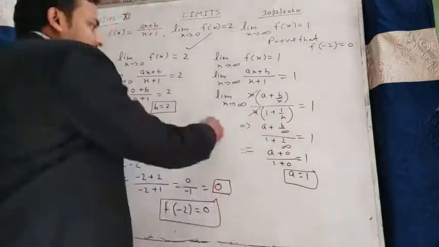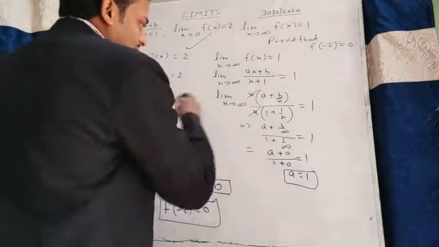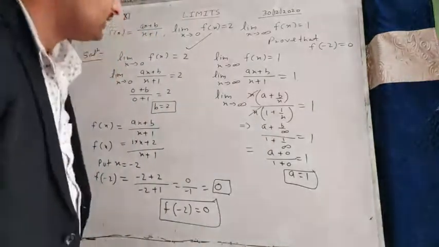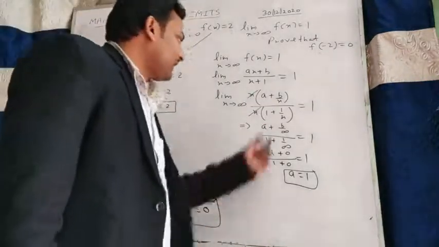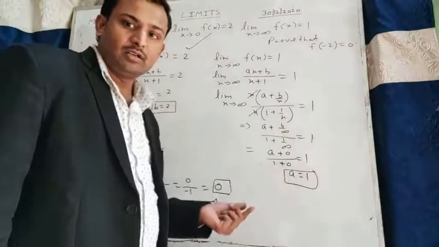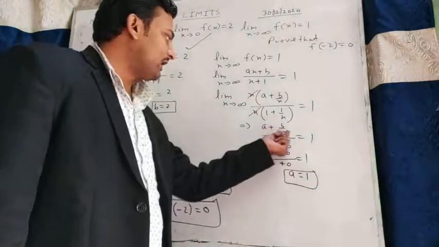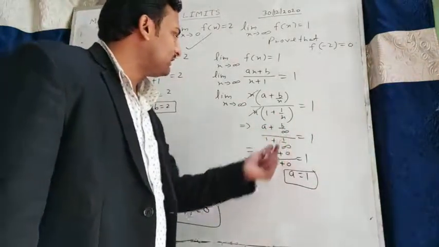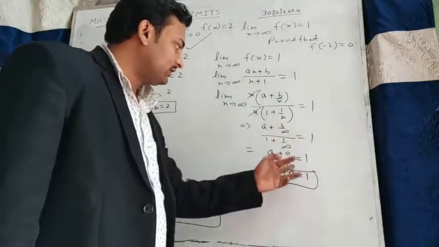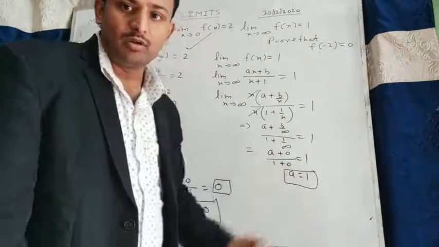So student, limit x tends to infinity, x outside from numerator, x outside from denominator. So x and x will cancel. So the remaining term is what? (a + b/x)/(1 + 1/x) student. Okay. So we will put our limit here. We get (a + b/infinity)/(1 + 1/infinity). Now you know that this term will be 0, this term will be 0. So we get from here a is equal to 1.